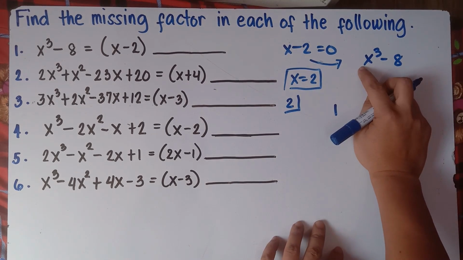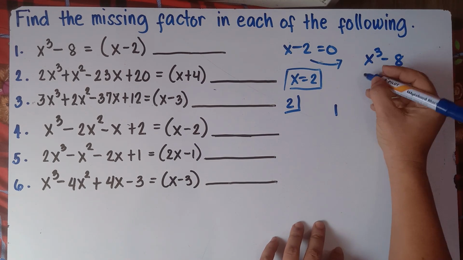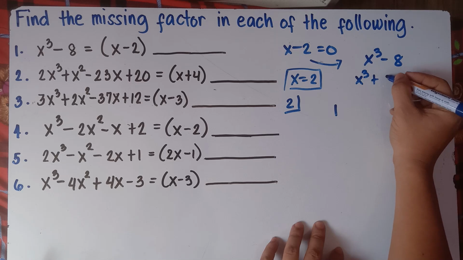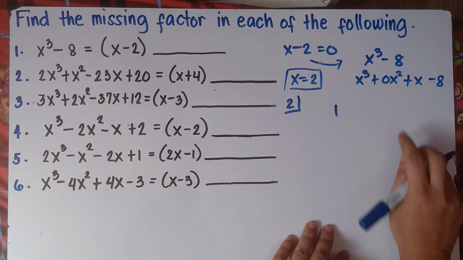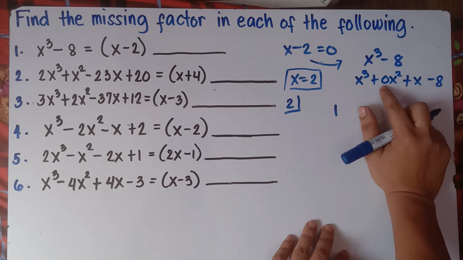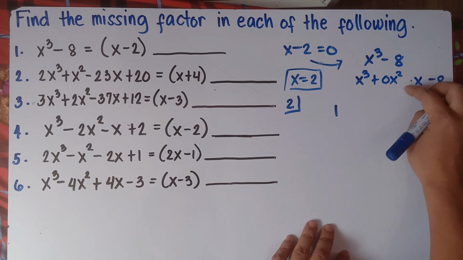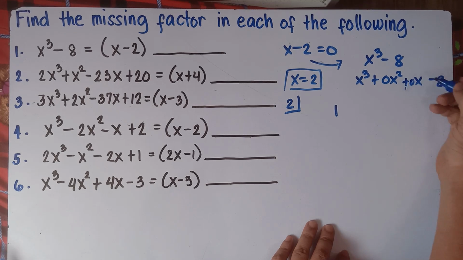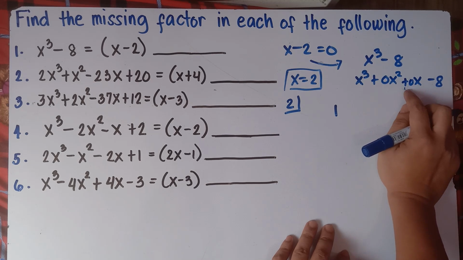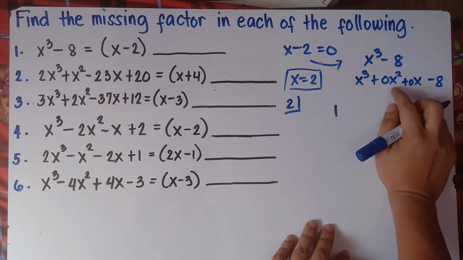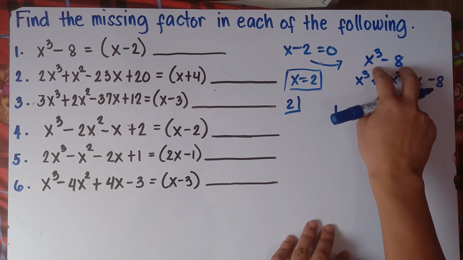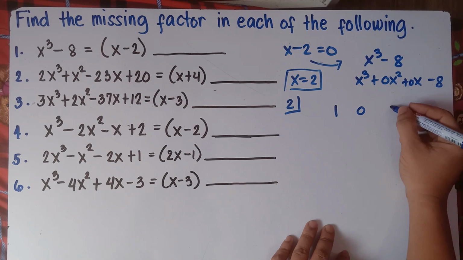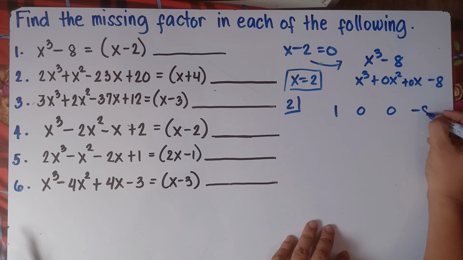And then 1. We don't have x squared, so we can write x cubed plus 0x squared plus 0x minus 8. Since we don't have x squared and x, we will just write 0 for the numerical coefficient. So for this dividend, x cubed minus 8, we have 1, then 0, then 0, then negative 8.